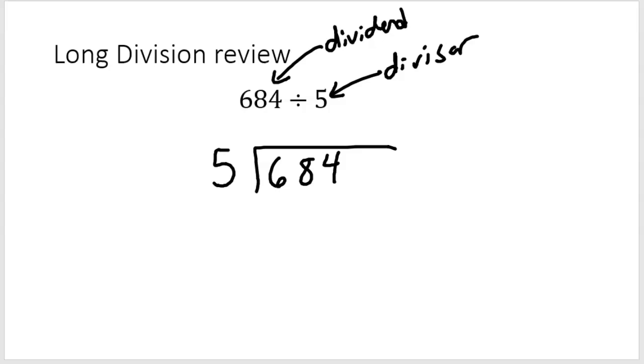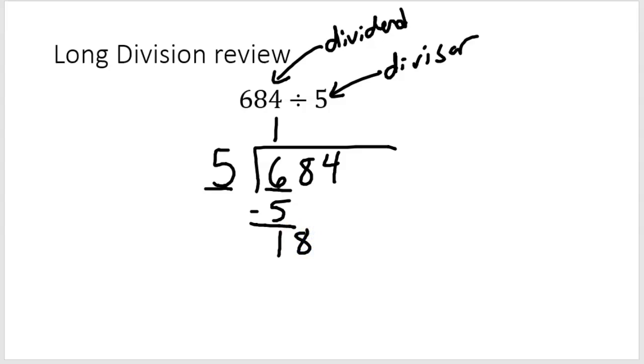Okay, so what we do is we ask ourselves, how many times does this number go into this number? And the answer is once. And then we do 1 times 5, right? And that gives us 5, and we put that underneath, and then we subtract. That leaves us with 1, and then we bring the rest down.